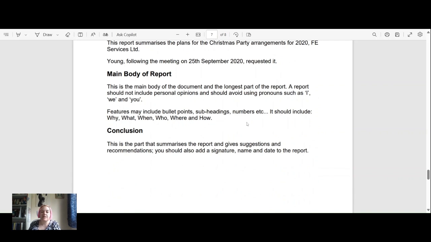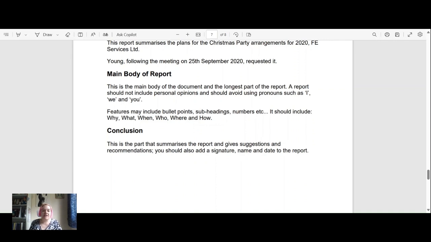Our conclusion is basically, so we've expressed that this is the reason why we are writing, these are all the findings, so what do you therefore want the reader to do? Are you going to address it in the next meeting? Are you wanting management to make some decisions? What is that final step that you want them to do?